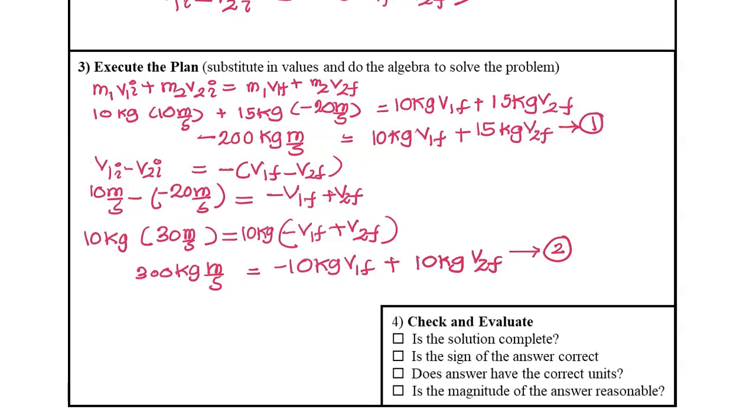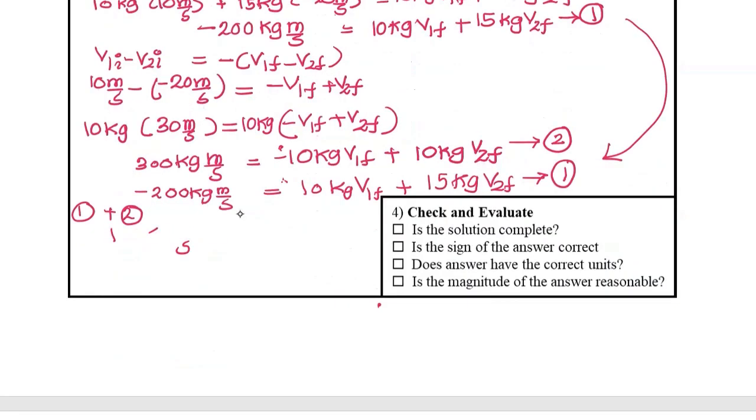And I'm going to copy down the first equation here. So you can see I have two equations with two unknowns. I multiplied by 10 kilograms earlier so that I can just add the second equation and first equation together and cancel out the 10 kilogram V1 final term. So that was my plan. When I add the first equation and second equation, I have to add all the terms on the left hand side together, and all the terms on the right hand side together.